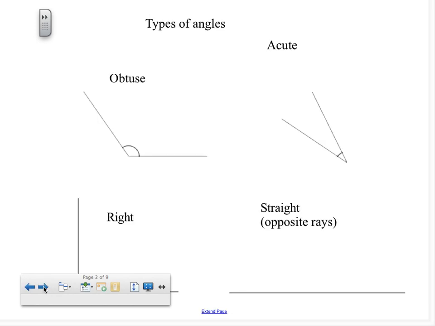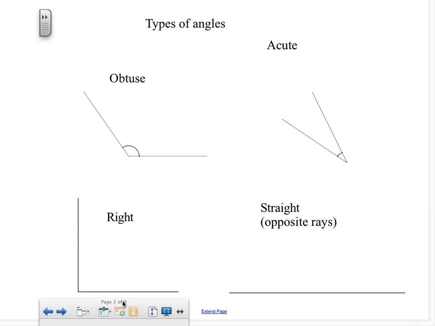Identifying angles, again, we should know this pretty much intuitively. An obtuse angle is greater than 90 degrees but less than 180. An acute angle is a cute little angle, less than 90 but greater than 0 degrees. A right angle is exactly 90 degrees, and by the way, we often symbolize that with a little right angle box in there. If you see that box, that indicates that that is a right angle.